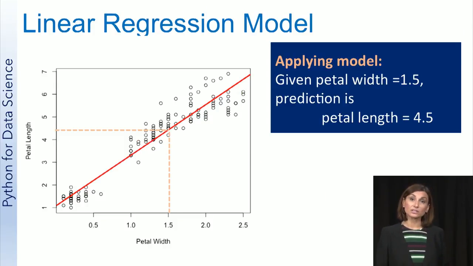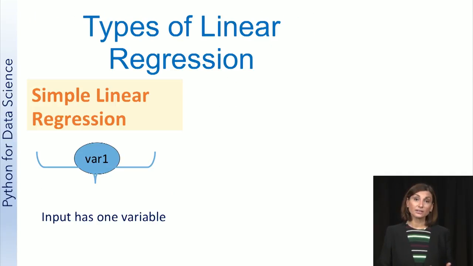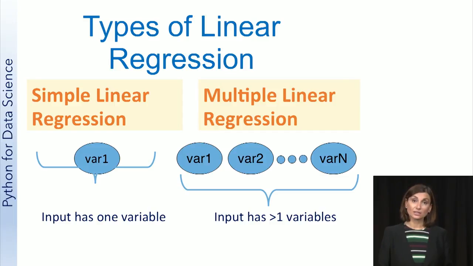Once the regression model is built, we can use it to make predictions. For example, given a measurement of 1.5 centimeter for petal width, the model would predict the value of 4.5 centimeter for petal length based on the regression line that it has constructed. In linear regression, if there is only one input variable, then the task is referred to as simple linear regression. In cases with more than one input variable, then it's referred to as multiple linear regression.